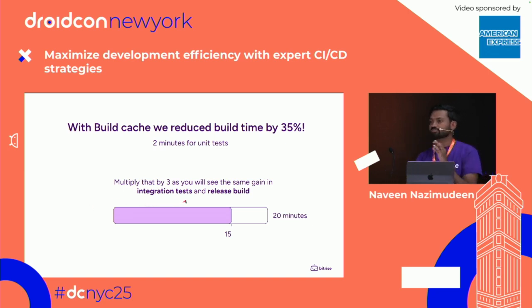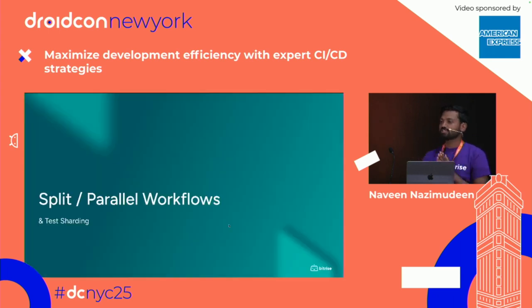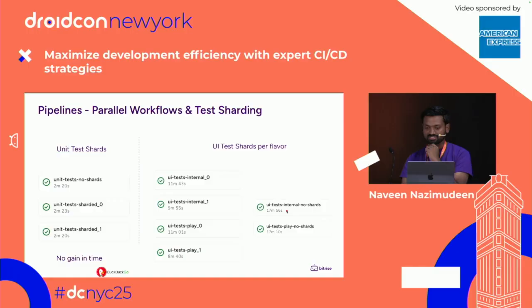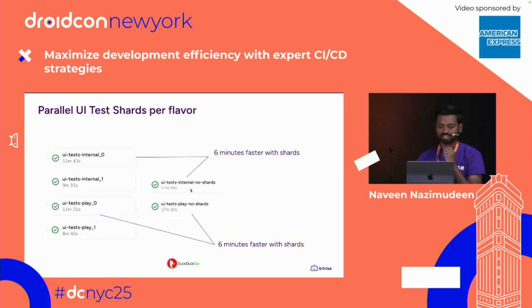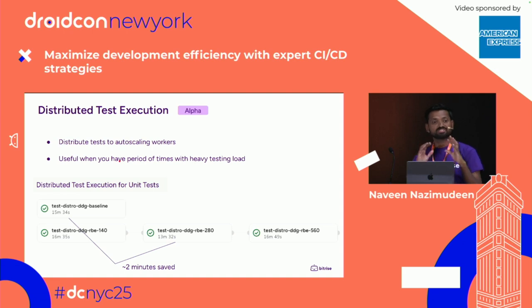Again, we multiply by 3 because build cache can be used for the integration tests and release build. Split/parallel workflows and test sharding. So let's take a look at those. You can see a substantial time gain with shards for integration test. It ran about 6 minutes faster with shards for integration tests. We are working on something called distributed test execution, where you have dedicated auto-scaling workers meant for testing alone.